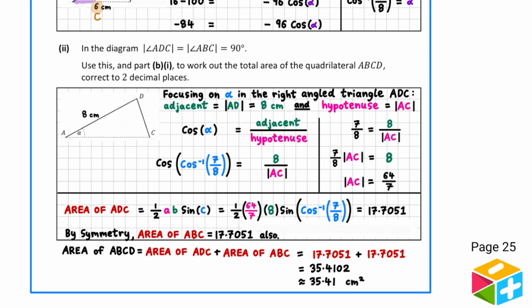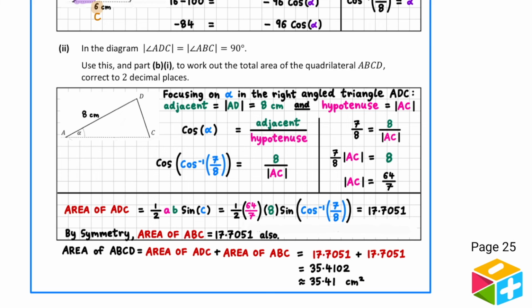In part 2, we're told that the angles ADC and ABC are equal to 90 degrees. We must use this to work out the total area of the quadrilateral ABCD. A good place to start here is to focus in on the triangle ADC. This triangle makes up half of our quadrilateral, so if we can find the area of this triangle, we can simply double it to find the area of the quadrilateral.